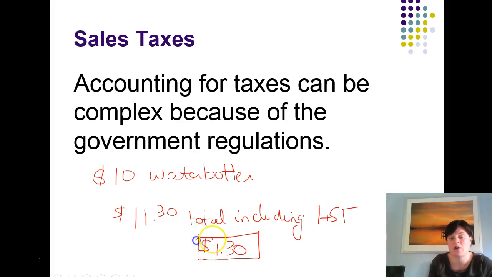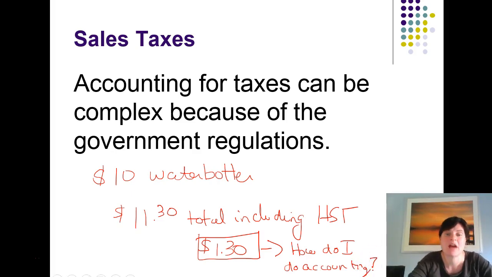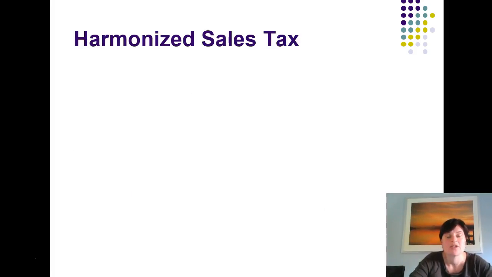So if we're going to be accounting for businesses, we need to understand how to account for this $1.30. How do I do accounting for this? And accounting for taxes can be complex because there's lots of government regulation. So we're going to learn how to do that right now. We're going to be talking about just HST. And HST stands for Harmonized Sales Tax.